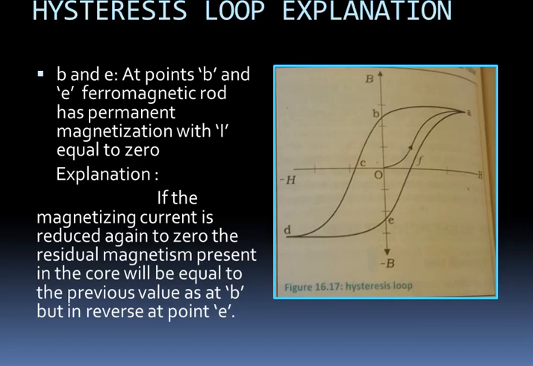Now, what is residual magnetism? Residual magnetism is defined as the magnetization left behind in a ferromagnetic material such as iron after an external magnetic field is removed.